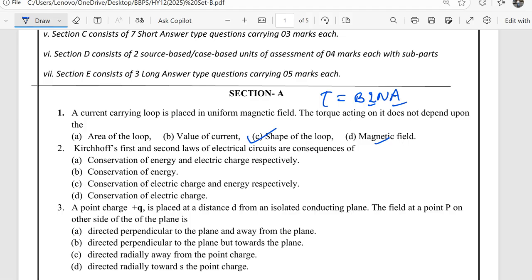Question 2. Kirchhoff's first and second laws of electrical circuits are consequences of: first law, the conservation of charge; second law, conservation of energy. Option A is correct over here.